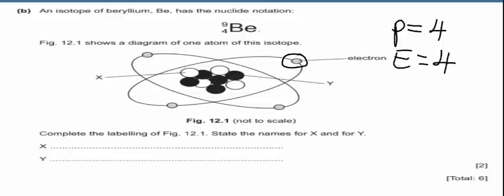The question leads, complete the labeling of figure 12.1. State the names for X and for Y. So what is X? This one here. So there are how many? X is about 4, meaning X is going to represent the protons. Why are we saying protons? Because the number of electrons is equal to the number of protons. So X is protons. Then Y is going to represent the neutrons. The next question.